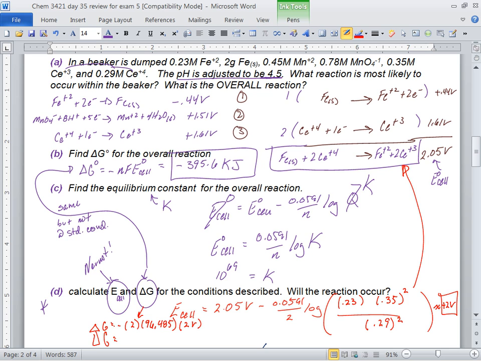So will the reaction occur? Most definitely, right? It's a huge negative delta G, or a huge positive E cell. Extremely spontaneous, very high degree of spontaneity. Huge equilibrium constant. Kind of all ways of saying the same thing.